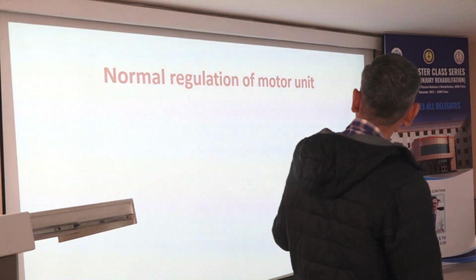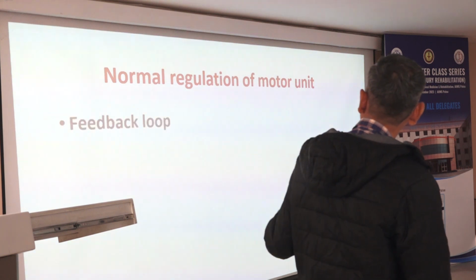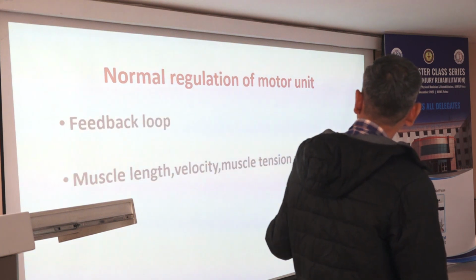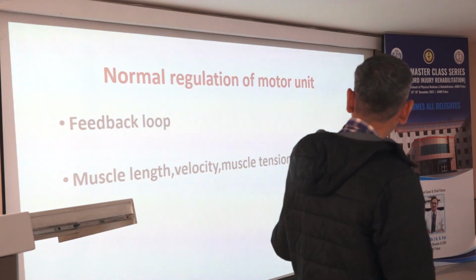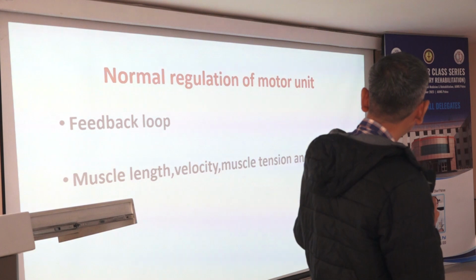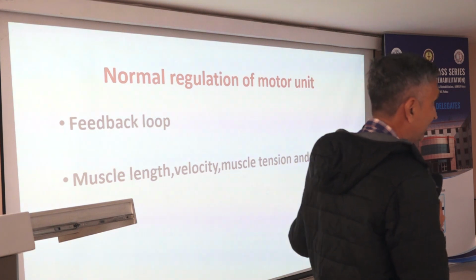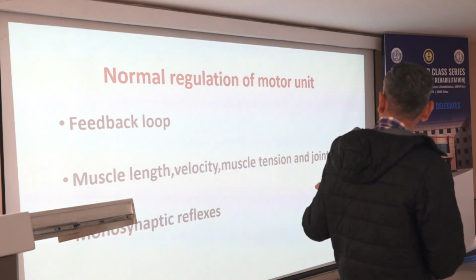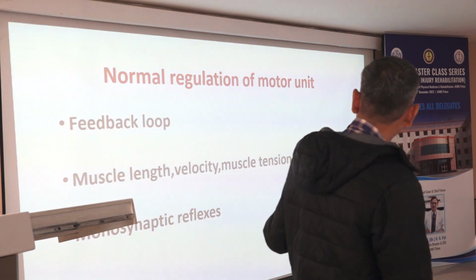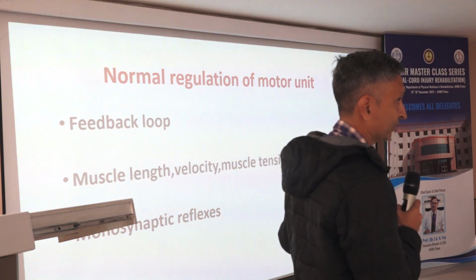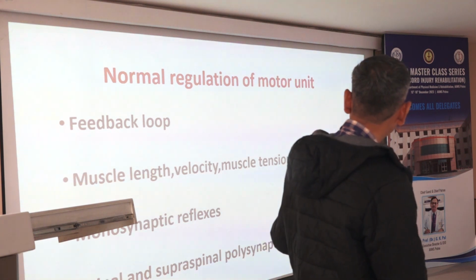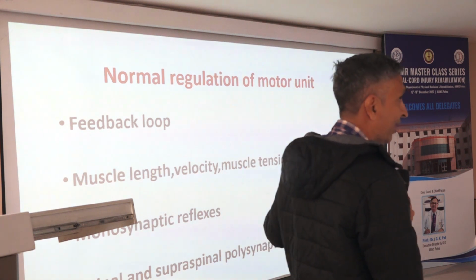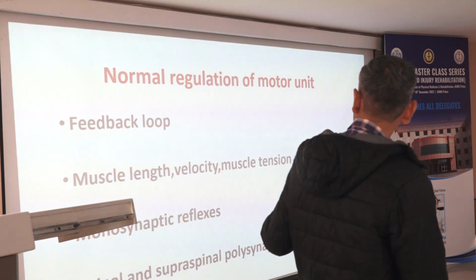So how does the normal regulation of the motor unit occur? As I said, there is a feedback loop. They should be able to know the muscle length, velocity, muscle tension, and joint position. This should be known. How this is known is by monosynaptic reflexes. Okay, and there will be control of the spinal and supraspinal polysynaptic activity from higher up. There will be control for this.